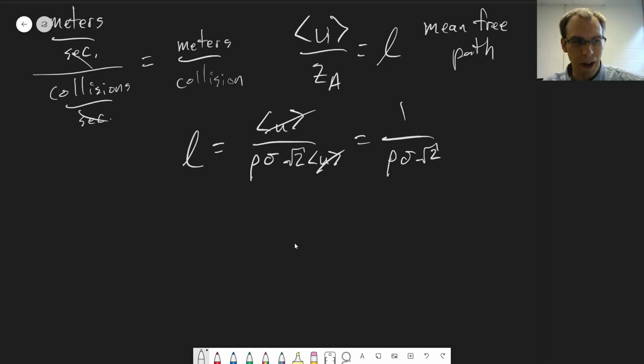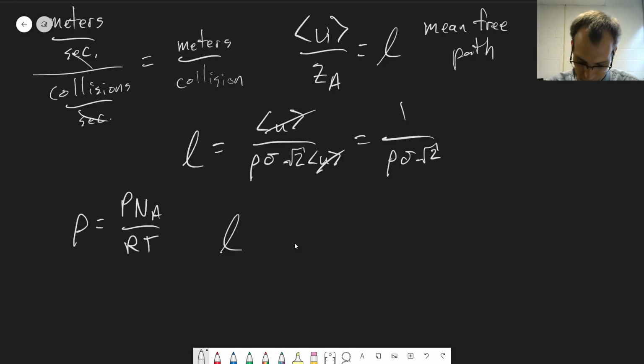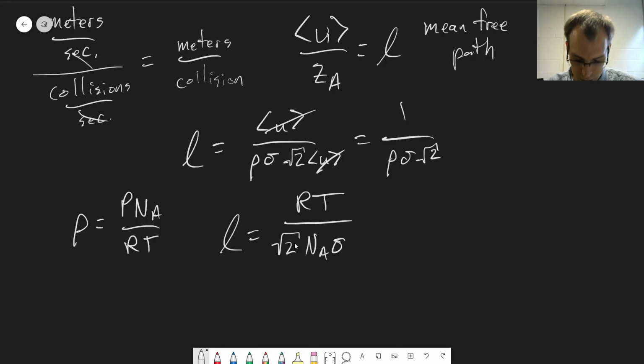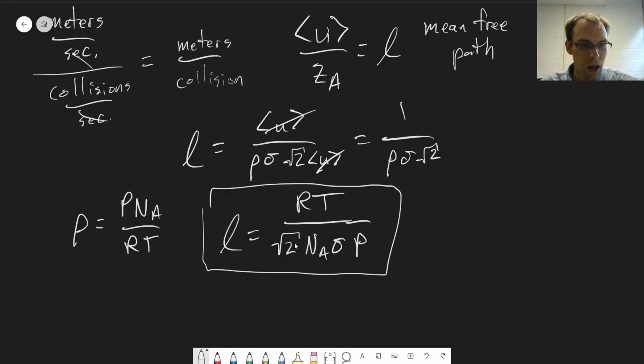We can also find a value for rho. We showed in the previous example calculation that rho is equal to P times Avogadro's number over RT. And we can make that substitution to replace it, and then that gives us a version of L that's in terms of things that we usually measure. So RT over square root of 2, Avogadro's number, collision cross-section, times P. So these two equations are equivalent, but this is sort of the final version that we're going to look at. And so this is the calculation of the mean free path. And again, very closely related to collision frequency.